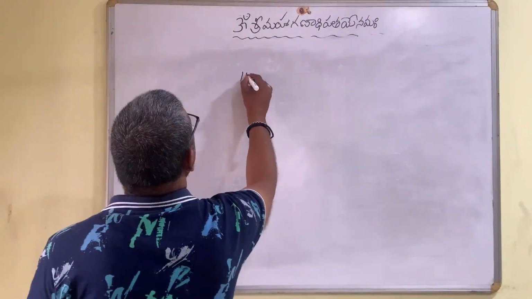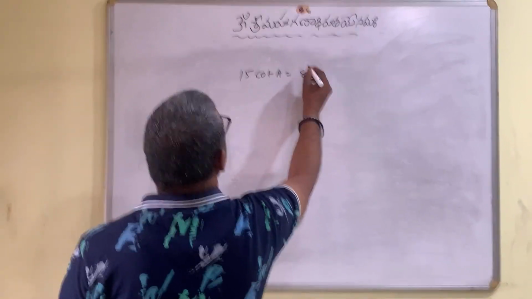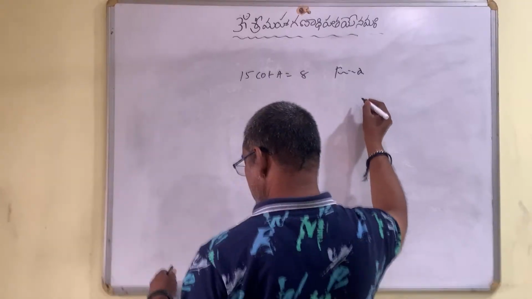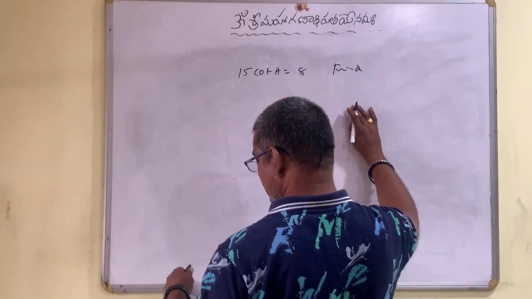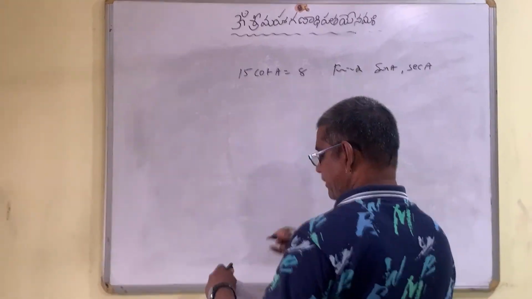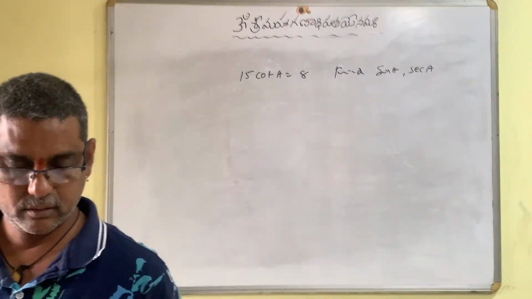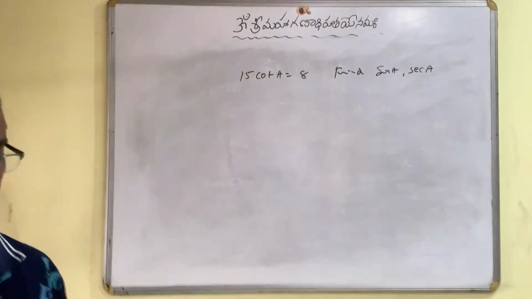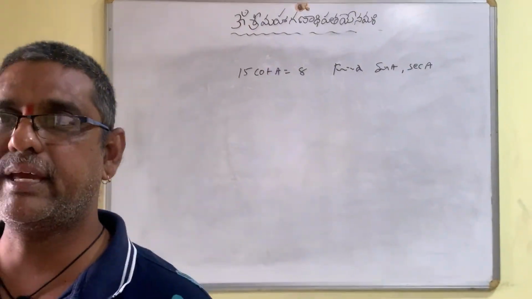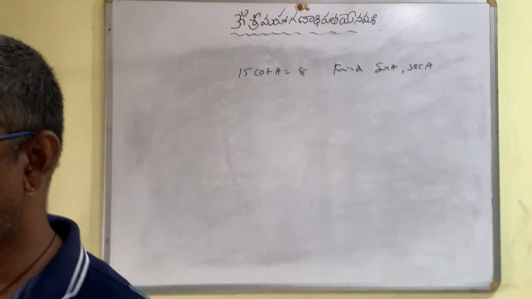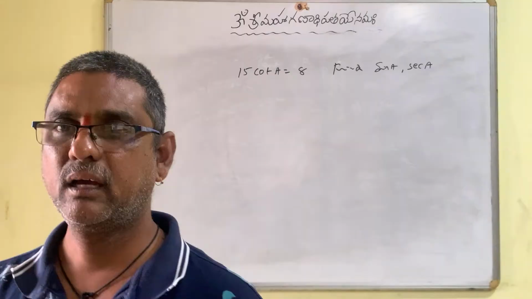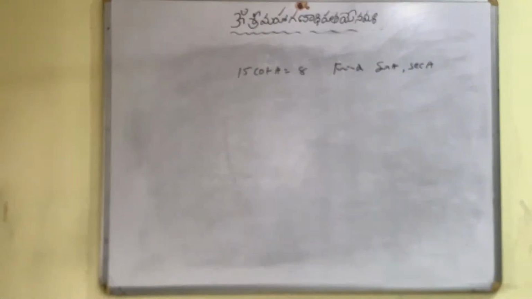15 cot A is equal to 8. Find sin A secant A. So consider for this question a right angle triangle ABC, right angle at B. Your third question, you do it on your own. Who said that? Bhashita. So you mean to say I have to say all the problems?